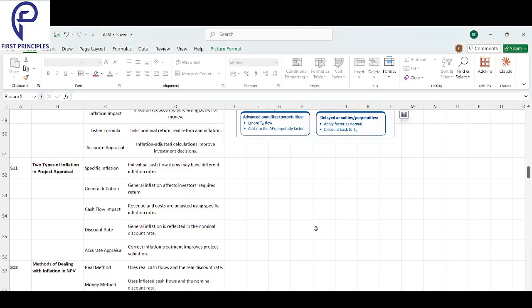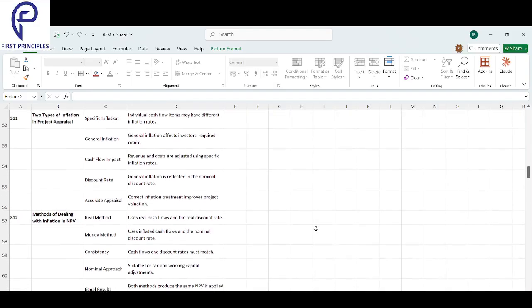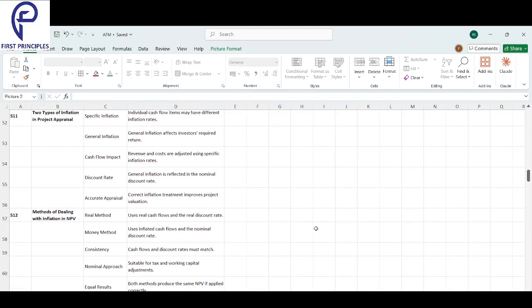Okay, starting off now with chapter 2. Let's get a quick understanding about the remaining aspects. First, we'll start with the two types of inflation and the methods of dealing with inflation in NPV. So let's look into these two topics on slide 11.